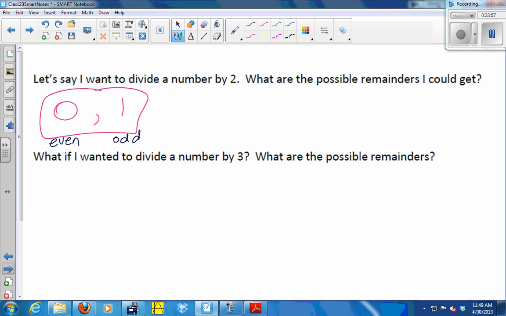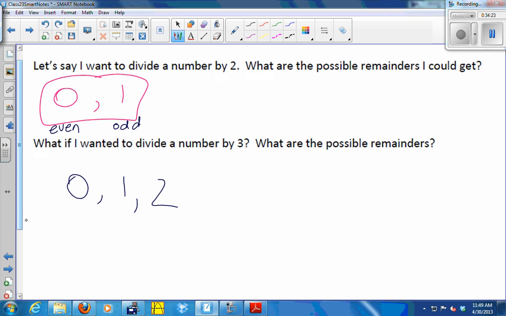All right, what if I wanted to divide a number by 3? What are my possible remainders? Yep. What else? 1 and 2. Why can't I have 3? Because then you could put 3 into 3 and the remainder is actually 0. Yeah. So you can't get a remainder of 3. That just means you did it wrong. You did your long division wrong.